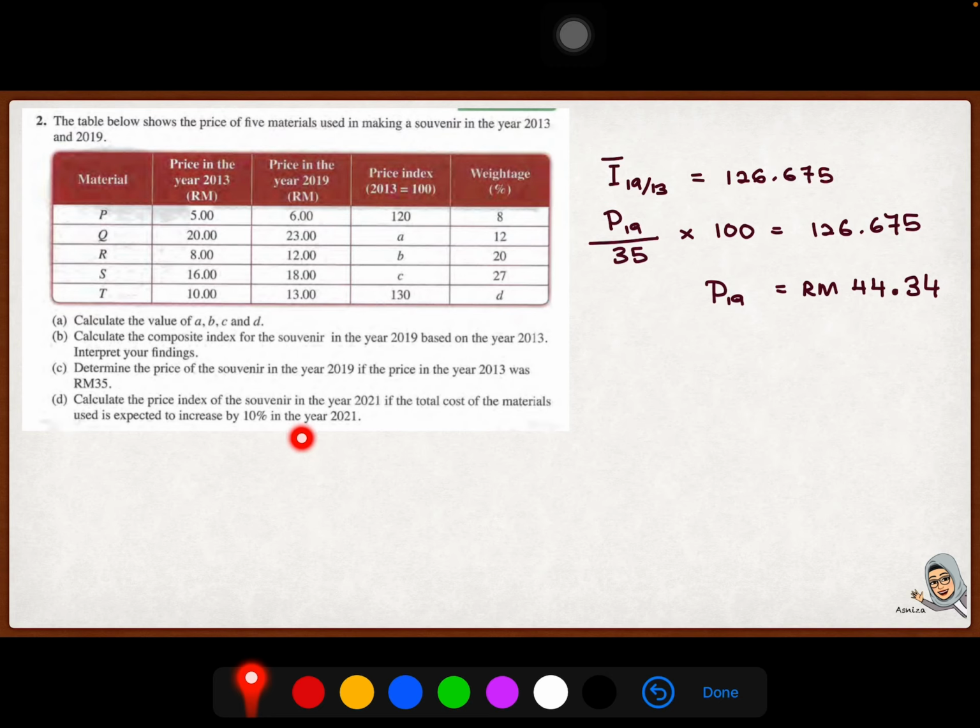And for D, we need to calculate the price index of the souvenir in the year 2021 if the total cost of the materials used is expected to increase by 10%. So all the materials will increase 10%, which means the average will be the same. Therefore, we can directly identify that the price index of the souvenir in the year 2021 is 110, because there is an increment of 10% in the year 2021.